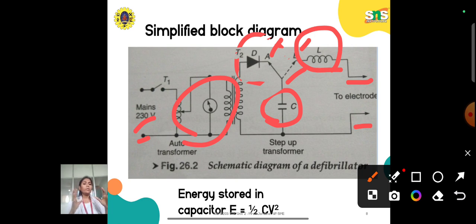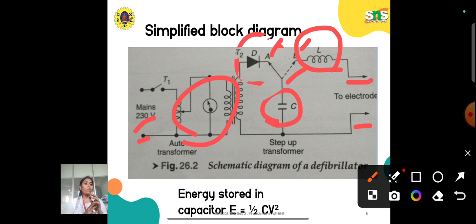So this is the overall basic schematic diagram of designing a DC defibrillator. Once again I'm repeating, the major component of the defibrillator is the capacitor. That is the main component. Second, we have the transformer in order to regulate or manipulate the mains supply voltage, which we have to convert into DC in order to charge the capacitor. For that we have another component, the diode. That diode will convert AC into DC.